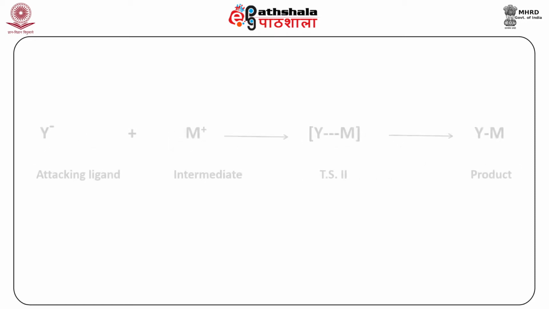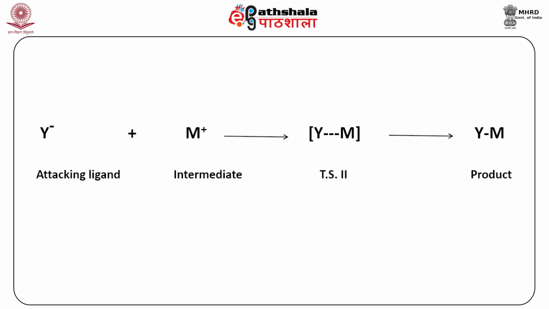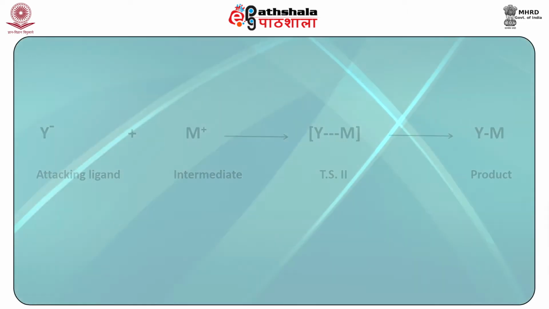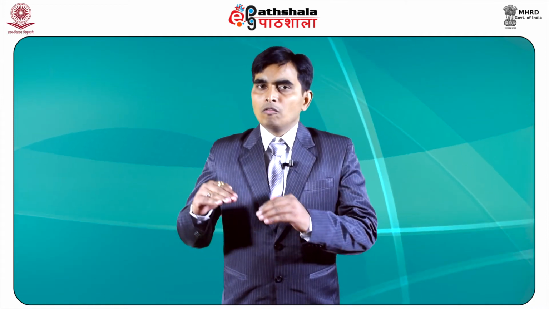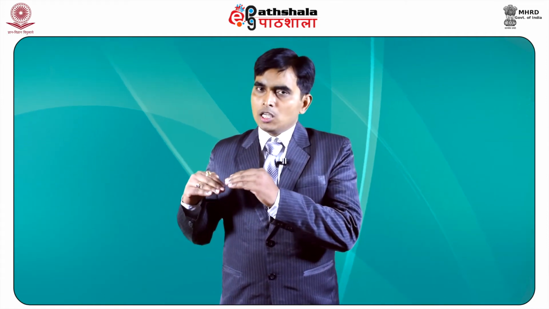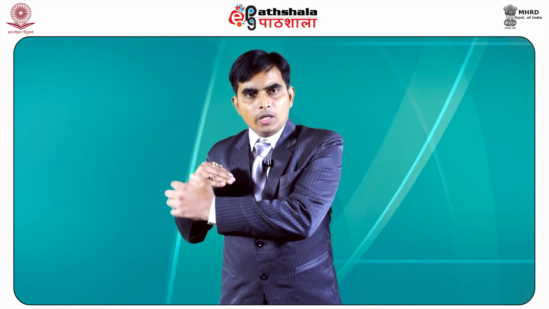In the second step, Y minus attacks on M plus to form transition state second, which represents a stage of equilibrium between both bonded and non-bonded form of YM. After crossing this stage, product YM forms. Energy of reactants from where the reaction starts is plotted in the extreme left.